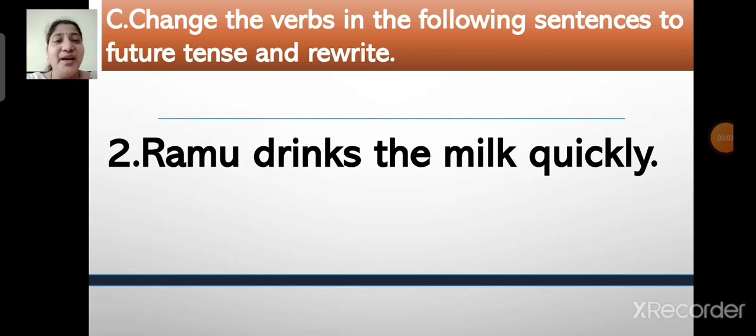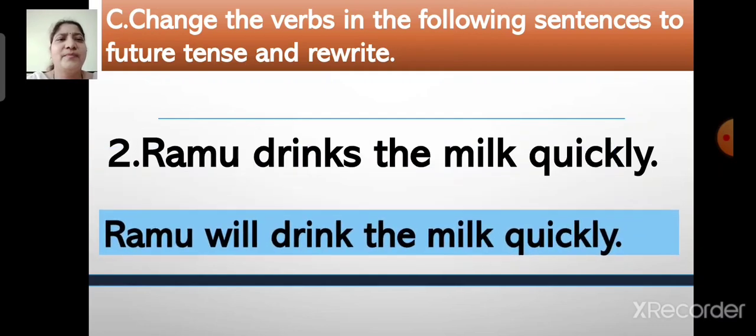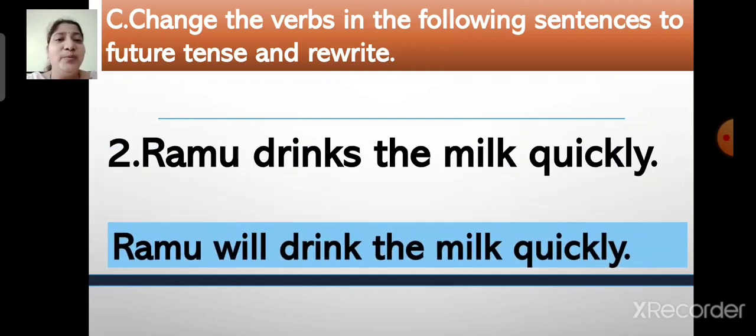The verb drinks is in present tense. Now children, can you tell me the future tense of the verb drinks? Yes, you are right. The future tense of the verb drinks is will drink. So children, let us rewrite. Ramu will drink the milk quickly. I repeat, Ramu will drink the milk quickly.